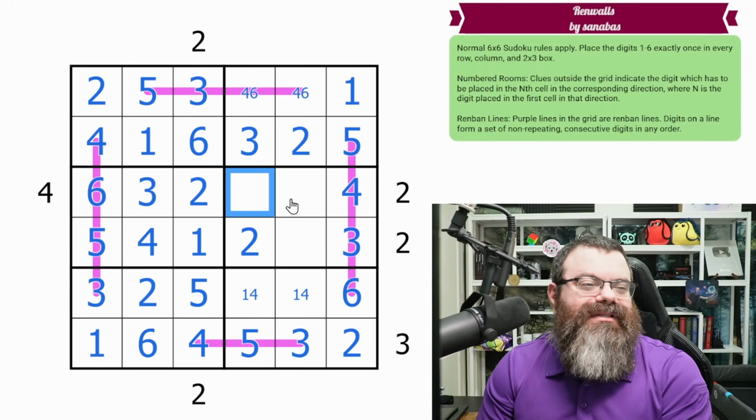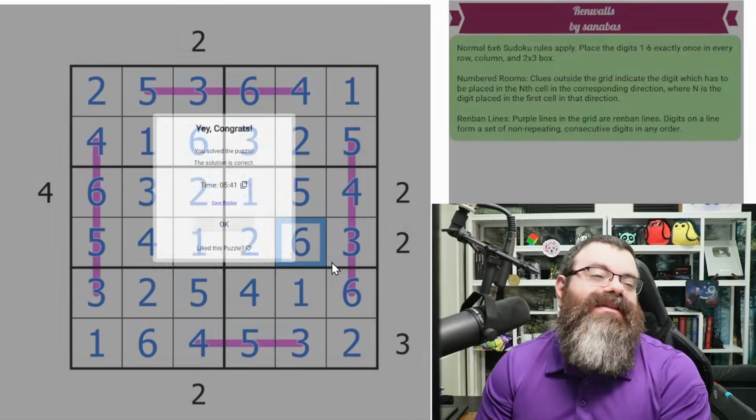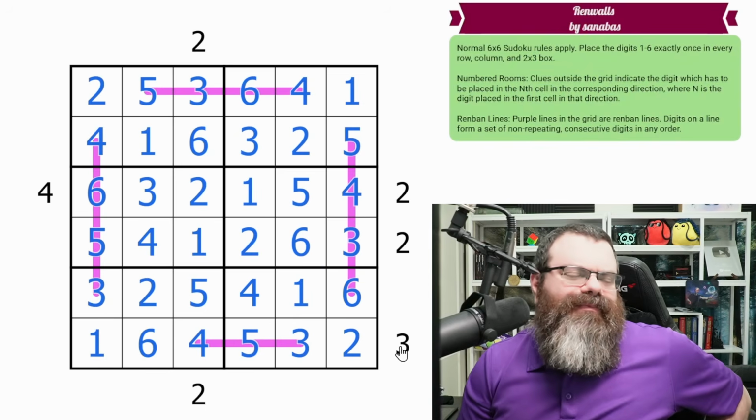This can't be 4 or 6, so this must be 1. That's 4, that's 6, that's 4, that's 1. That's 5, and that's 6. All right. Nice puzzle, Sanabas.